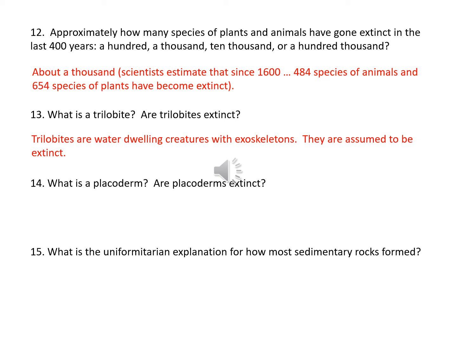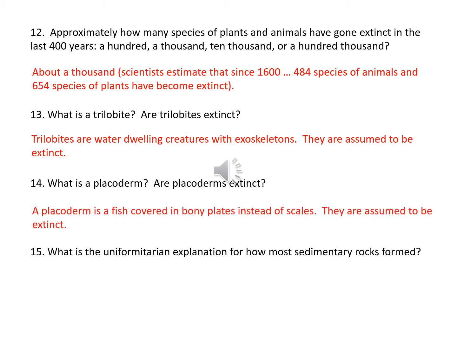Number 14, what is a placoderm, and are placoderms extinct? Placoderms were fish that were covered with bony plates instead of scales, and they are also assumed to be extinct because we haven't found any living placoderms. Number 15, what is the uniformitarian explanation for how most sedimentary rocks formed? Remember that uniformitarians make the assumption that the present is the key to the past.